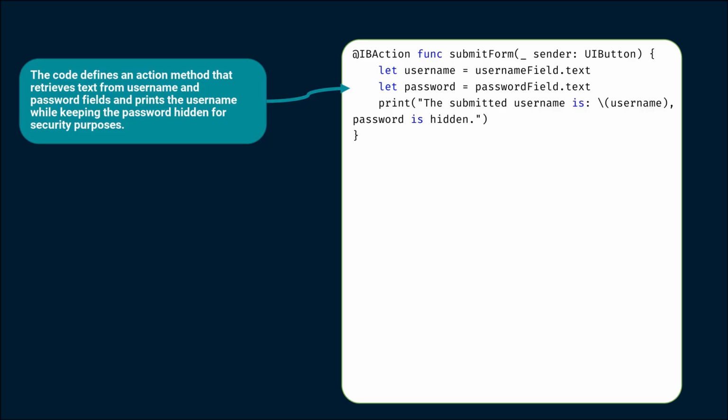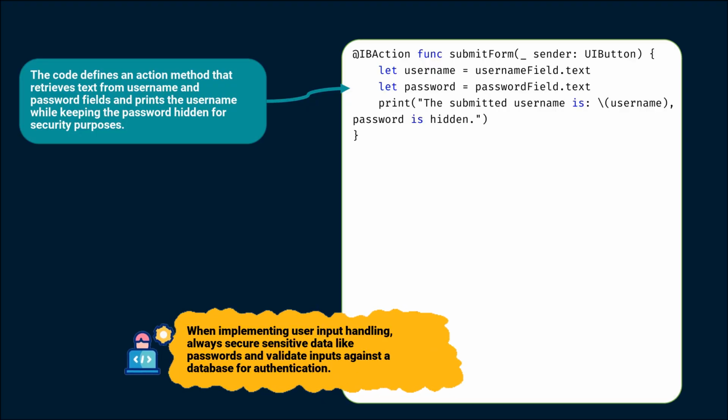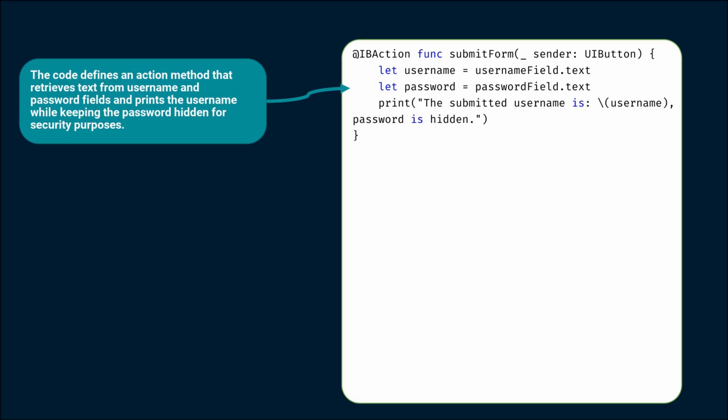Next, we print a message to the console displaying the submitted username while keeping the password hidden, of course, for security reasons. This logging step is vital for developers to debug and ensure that the correct username is being captured without exposing sensitive information. In a real application, you might follow this action with authentication logic, like validating the input against a database. Overall, this simplicity in handling user input highlights the importance of maintaining security protocols, particularly when dealing with sensitive user data, like passwords.